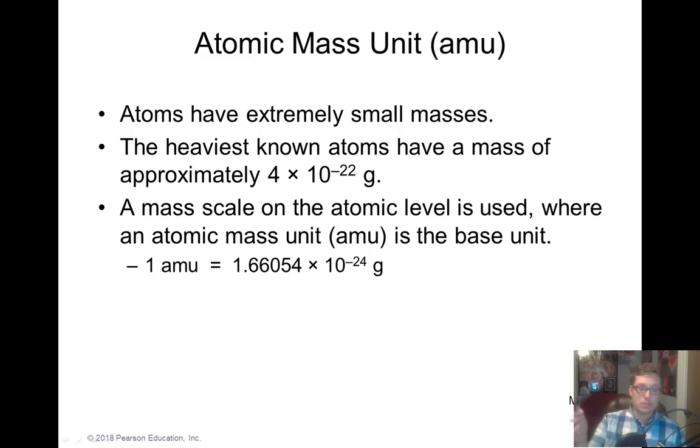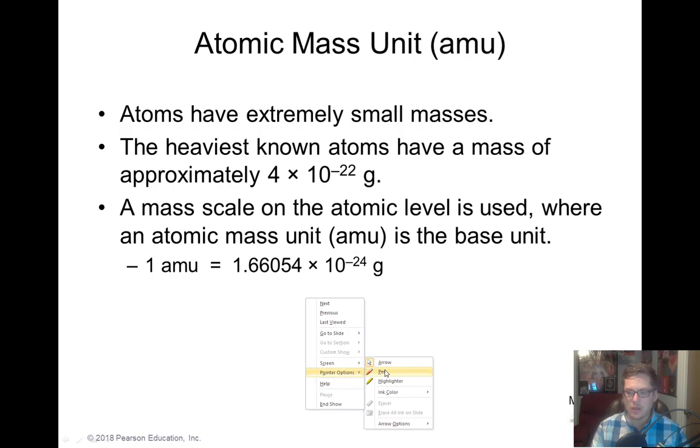Chem 2, Unit 2. We're talking about atomic mass, the periodic table, and stuff like that today. Real quick video. So, atomic mass unit, AMU. Because atoms have extremely small masses, we use a new system of measurement for their mass, called the atomic mass unit. Makes sense, right? Essentially, 1 AMU is equal to 1.66054 times 10 to the negative 24th grams.